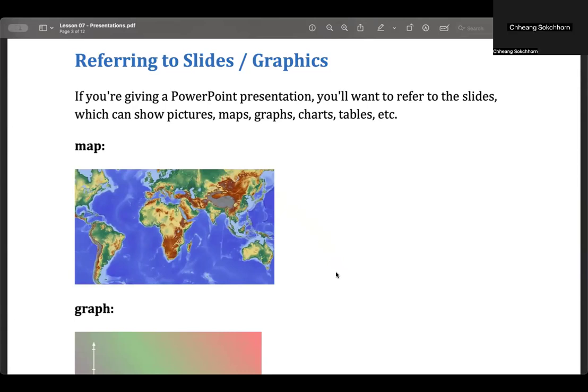Referring to slide graphics. If you are giving a PowerPoint presentation, you will want to refer to the slide, which can show pictures, maps, graphs, charts, tables.